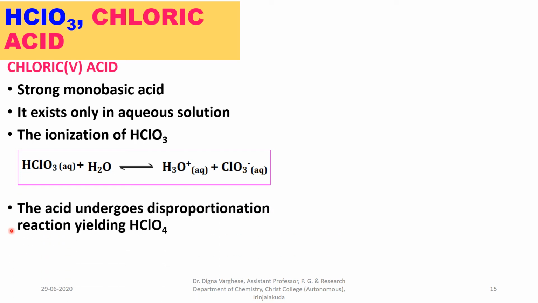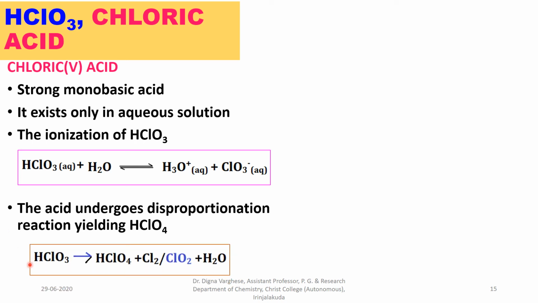The acid undergoes disproportionation reaction yielding perchloric acid, that is the reaction is chloric acid HClO3 undergoes disproportionation giving perchloric acid, chlorine, sometimes we will get chlorine dioxide instead of chlorine, and oxygen and water. Okay.